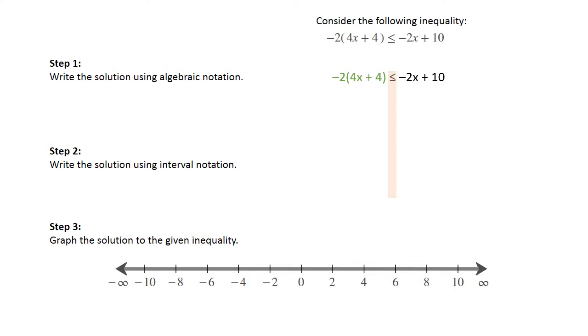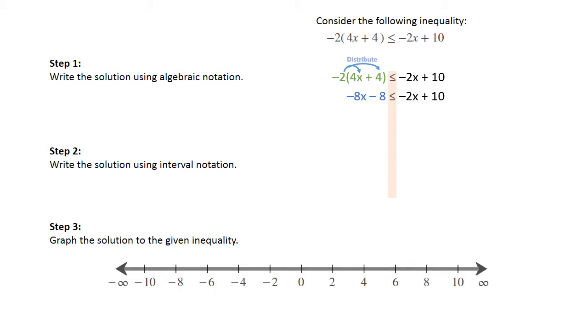On the left hand side, I've already made that green because we are going to distribute just like we would if we were solving an equation. You're going to start by distributing through the parentheses. So multiplying the negative 2 in is going to give us negative 8x minus 8 less than or equal to, and then bring the other side of the equation down.